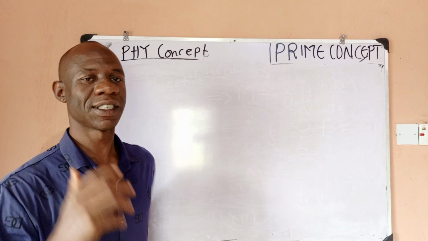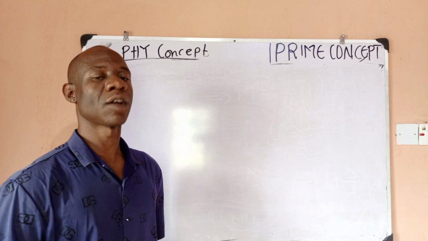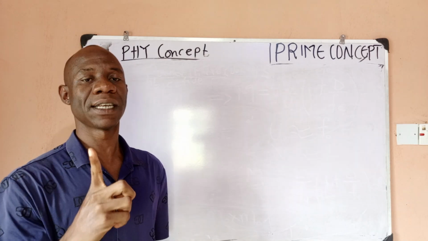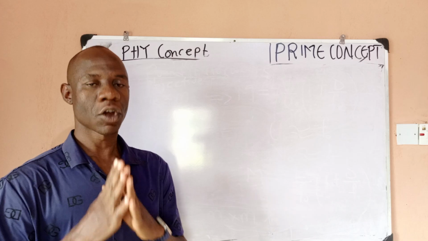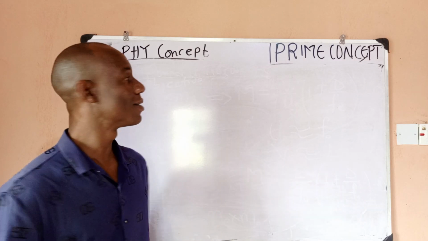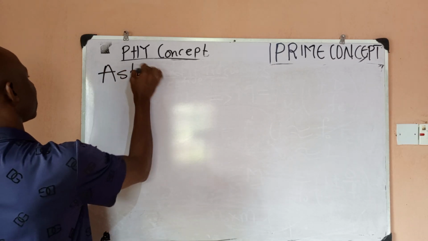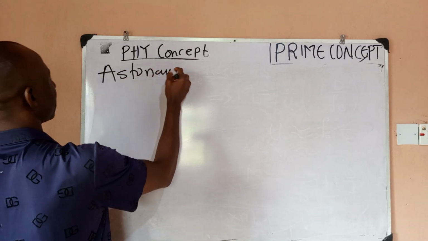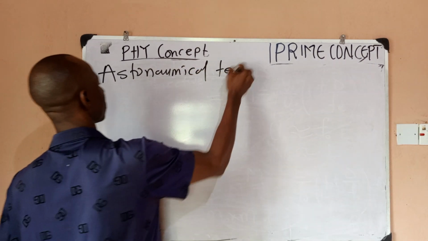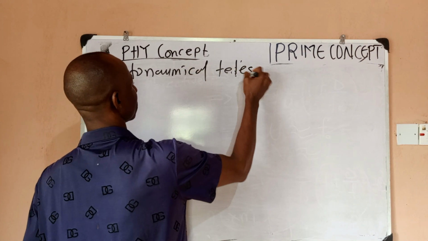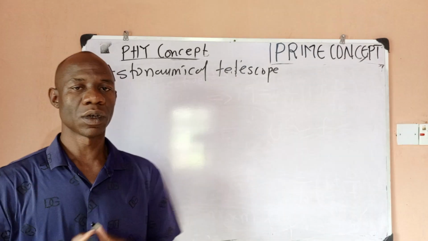In this video, we want to consider another optical instrument. We have already explained the concepts behind the eyes as an optical instrument, the simple microscope, and the compound microscope. So in this video, we want to consider another optical instrument, which is the astronomical telescope.